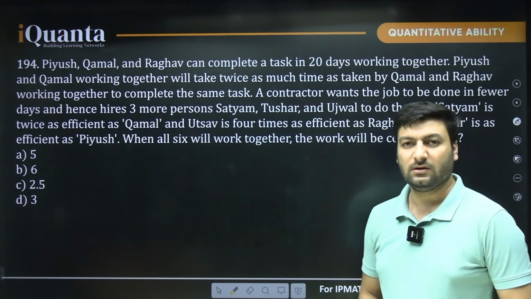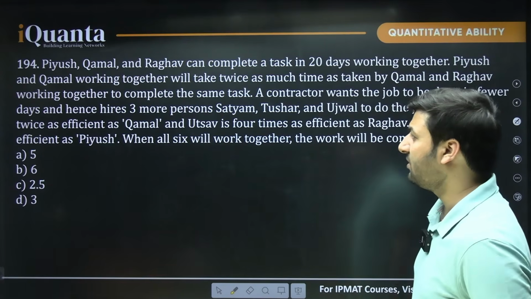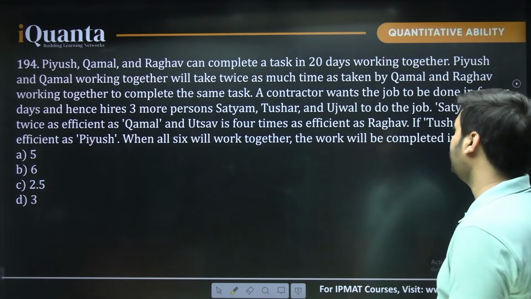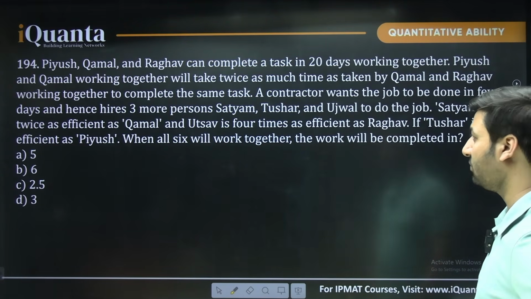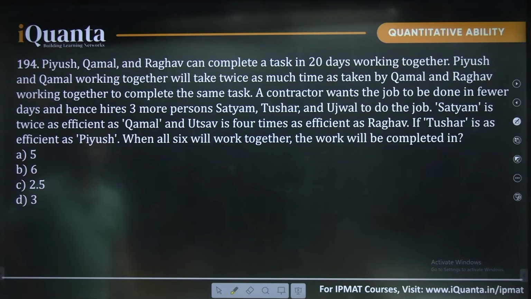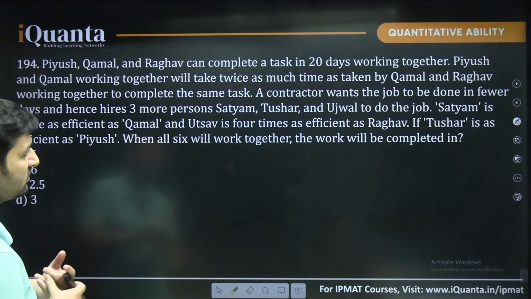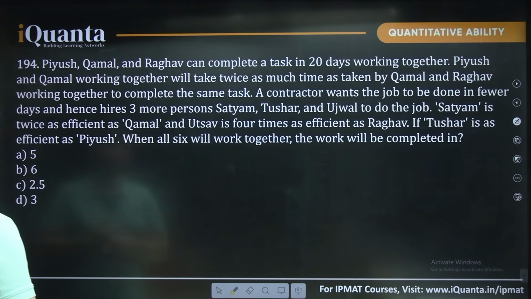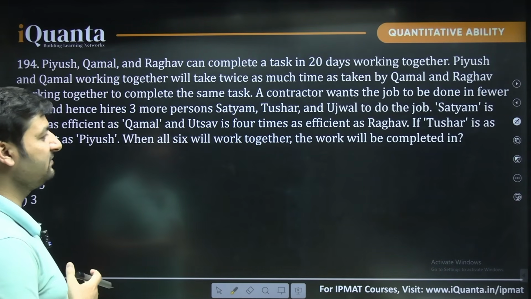Okay. Now let's go to the next one. Piyush, Kamal and Raghav can complete a task in 20 days working together. Piyush and Kamal working together will take twice as much time as taken by Kamal and Raghav working together to complete the same task. A contractor wants the job to be done in fewer days and hence hires 3 more people, Satyam, Tushar, Ujjwal, to do the job. Satyam is twice as efficient as Kamal, Utsav is 4 times as efficient as Raghav.